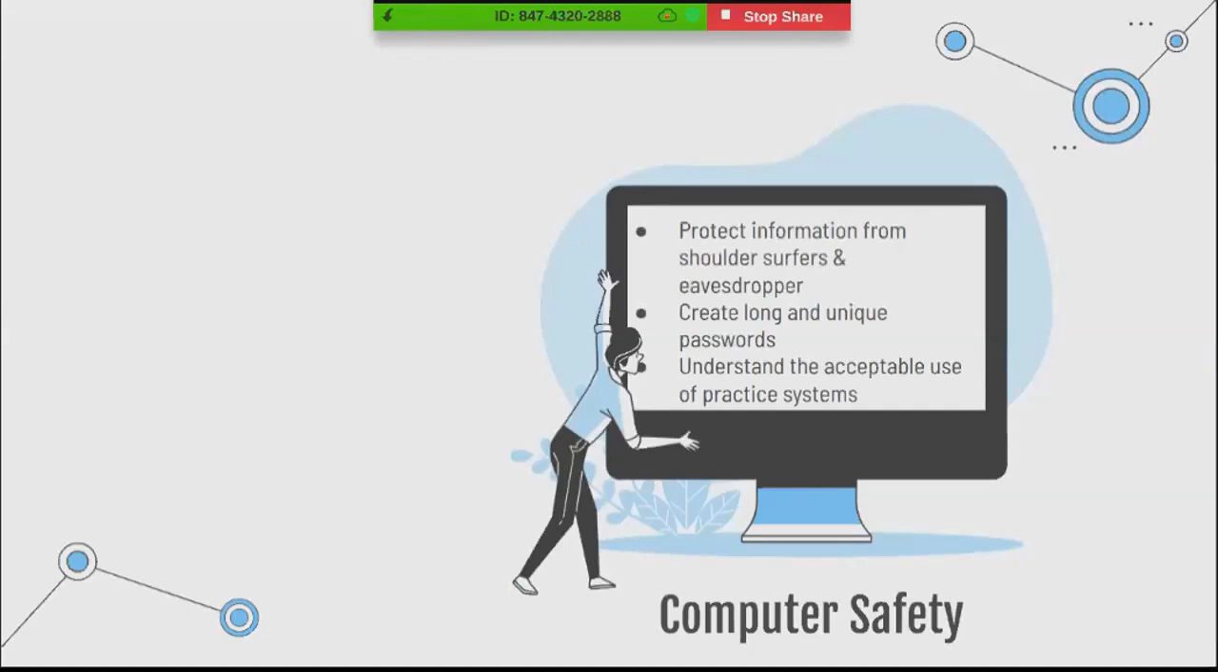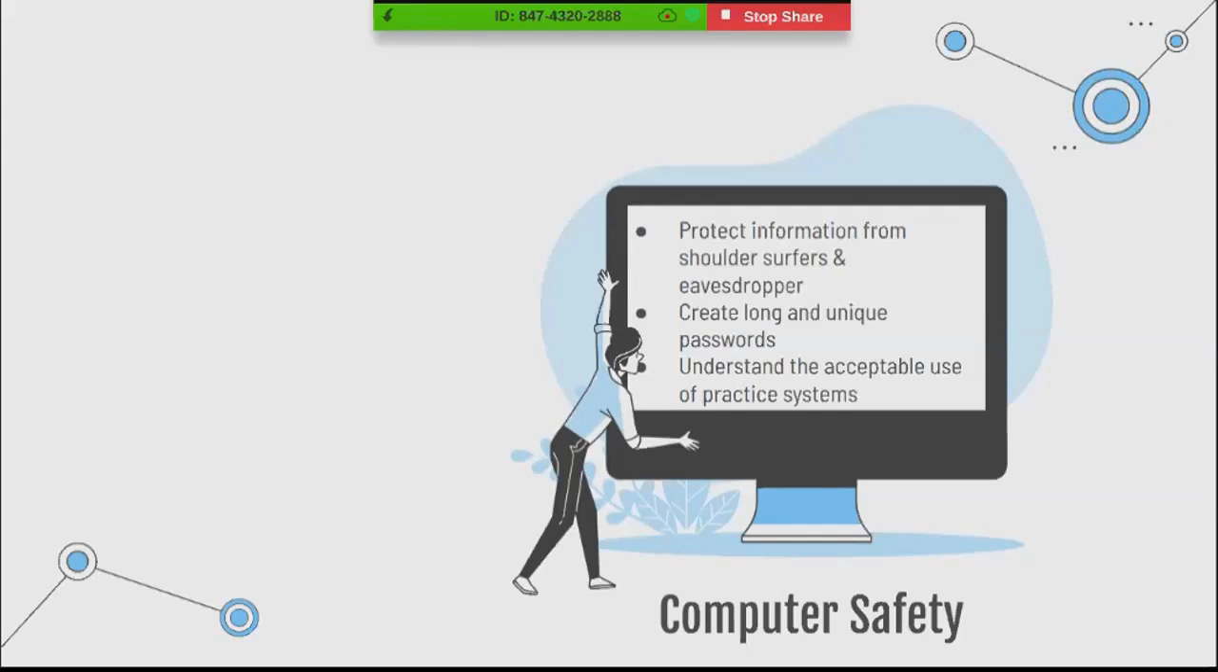A lot of practices will have screen guards that limit the viewing angle from which you can see data. But it's important that we're not just leaving information up on screens, etc., where anyone can access it. We need to make sure that passwords are long and unique. So it shouldn't just be your initials or your child's name or your pet's name, etc. We need to have long passwords that are unique, that contain special characters, numbers, capitals, etc., to make them difficult to hack into. And we need to understand that there's an acceptable use of practice systems.